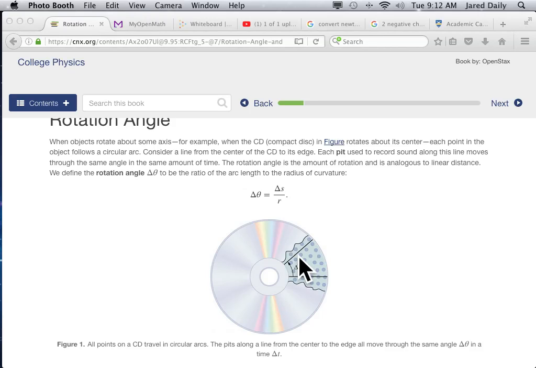And so that swept out arc, we call it an arc, is what we're going to call delta S. It's going to be the length along the edge of a circle. If we were using this CD as our circle, and we swept out this angle delta theta, then the arc would be this length of curved path along the edge of the CD. If you're not sure what a CD is, go look up the 90s, and you'll know what a CD is. Right? It's kind of like a DVD, but for music.